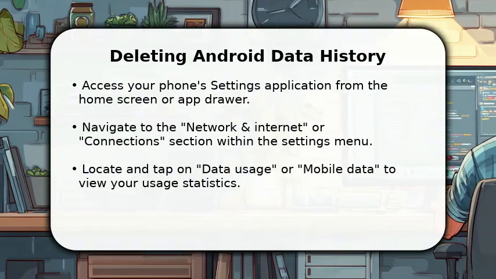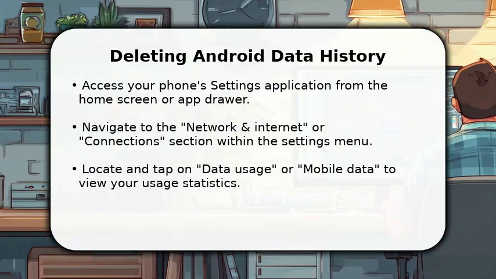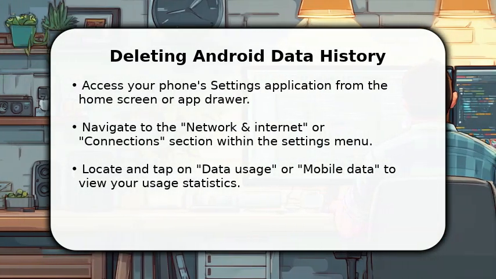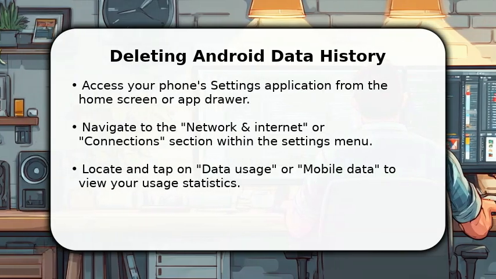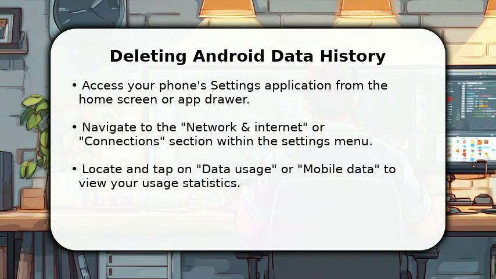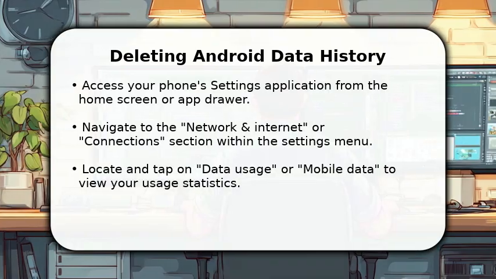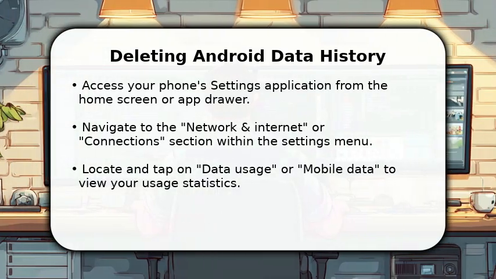In this video, I will explain how to delete data usage history in Android. First, open your phone's Settings app. You can usually find this by swiping down from the top of your screen and tapping the gear icon, or by finding it in your app drawer.